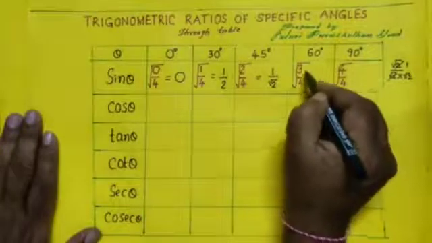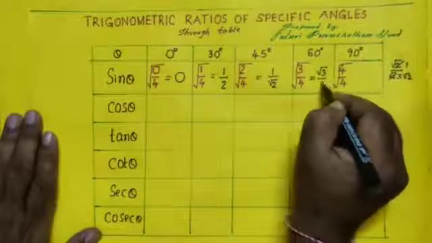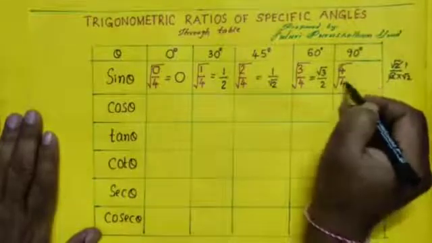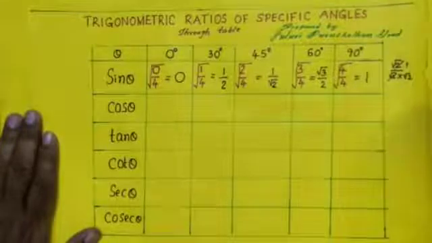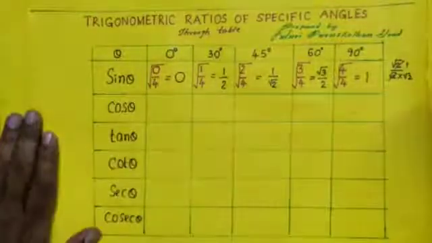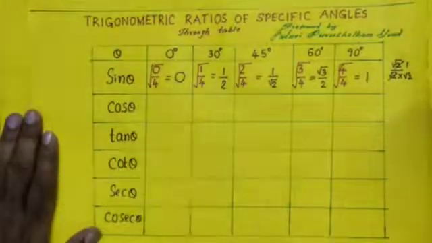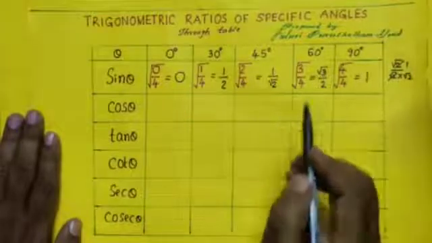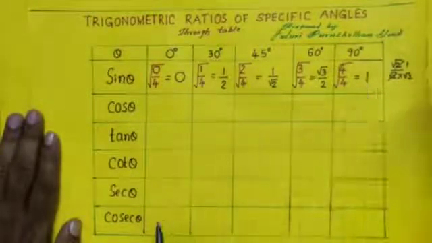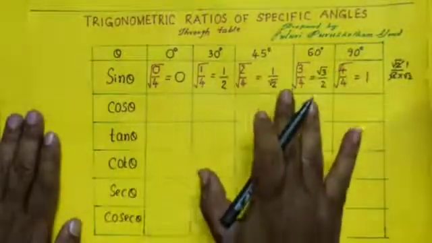And this is root 3, there is no square root, that's why root 3 as it is. The square root of 4 is 2. This 4 cancels, we get 1. Is it clear? These are the sin theta values. Sin 0 degrees is 0. Sin 30 is 1 by 2. Sin 45 is 1 by root 2. Sin 60 is root 3 by 2. Sin 90 is 1.